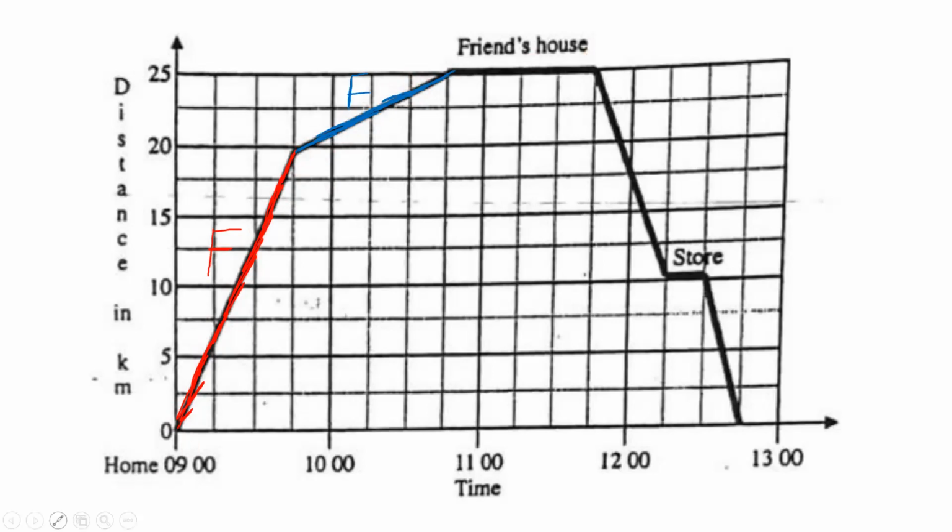And then what's going to happen? What's happening in this yellow place right there? What's happening here to the object? At rest. The object is at rest. So R, the object is at rest, right?